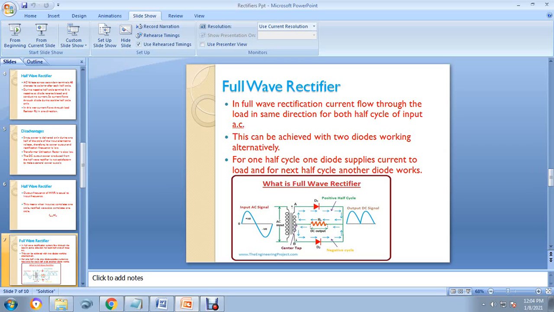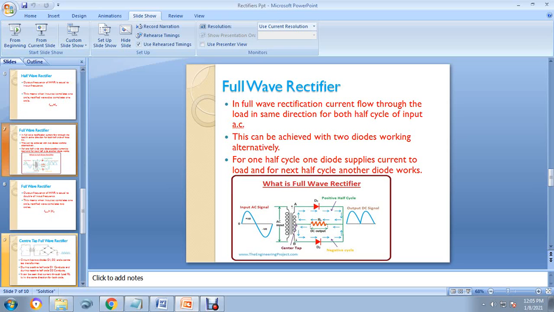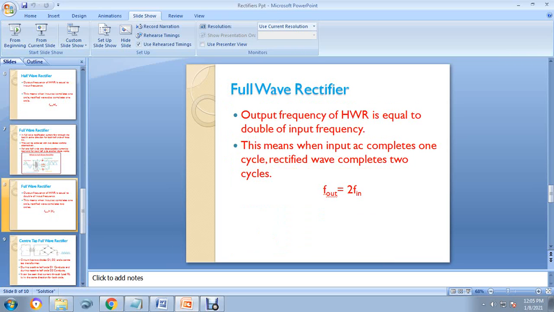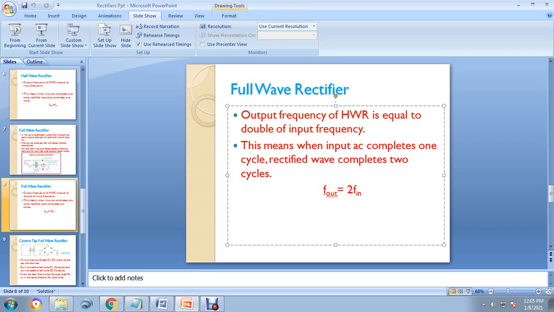So here we can utilize the total transformer, whereas in the half wave rectifier we have not utilized the total transformer. Now coming to the output frequency of the full wave rectifier, it is equal to double the input frequency. This means that when the input AC completes one cycle, the rectified wave completes two cycles. Now the full wave rectifier has these advantages.